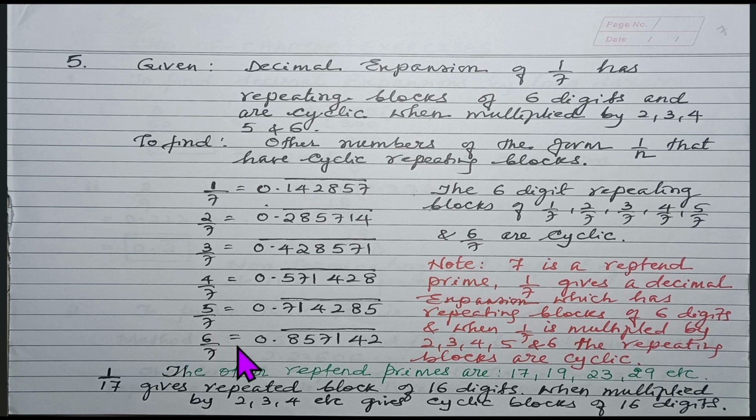So whatever pattern is seen for 1 by 7 is also seen for 1 by 17, 1 by 19, 1 by 23, 1 by 29, and all these are called reptend prime numbers, and their reciprocals will give us the cyclic repeating block patterns. So please remember this. So this is exercise number 3.5. The solutions of exercise number 3.5 are discussed. So go through this method of solving the examples, understand them and learn them, and write them down in a book so that you can refer to them whenever you want.